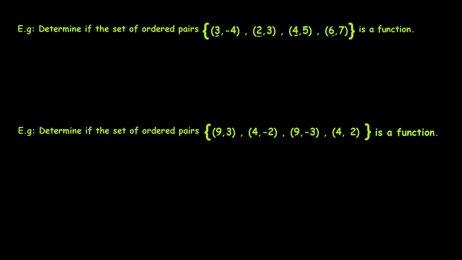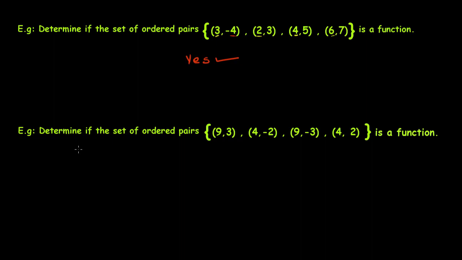So how do we go about this now? We see that for each x coordinate we have only one output. 3 gave minus 4, 2 gave 3, 4 gave 5, and 6 gave 7. So this is a function. So we can actually say yes.